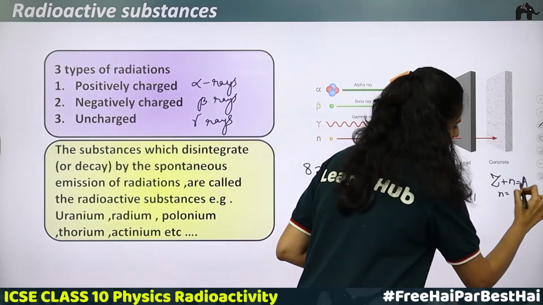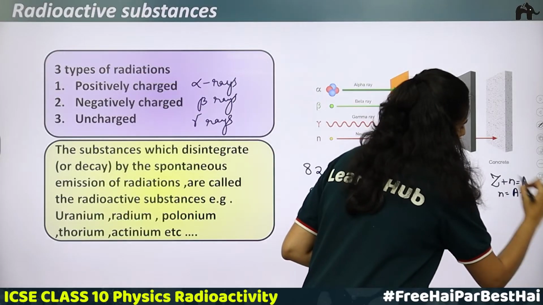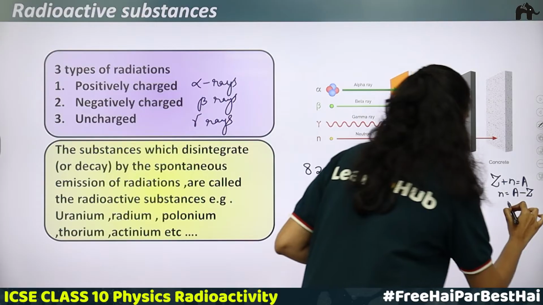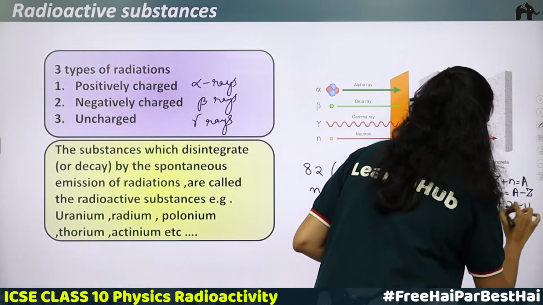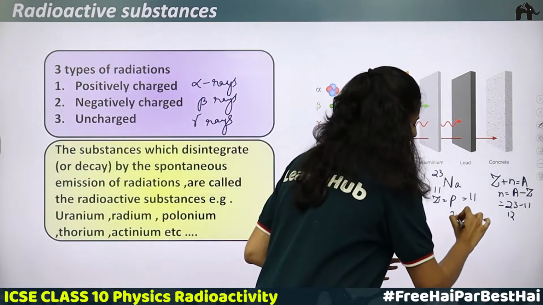You can get the neutron number by subtracting the atomic number from the mass number. So here 23 minus 11 equals 12, so the protons and neutrons are approximately 11 and 12.